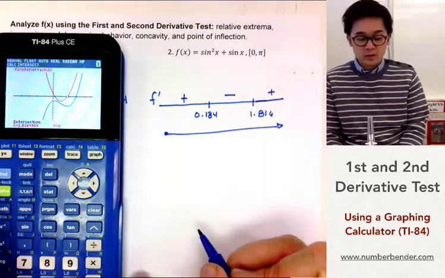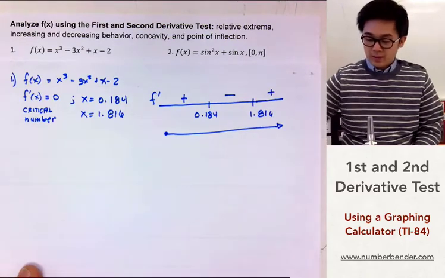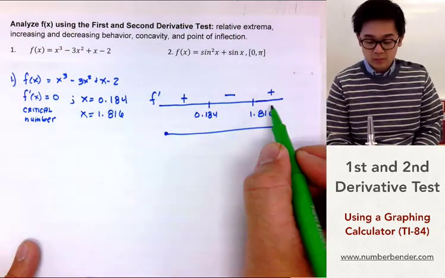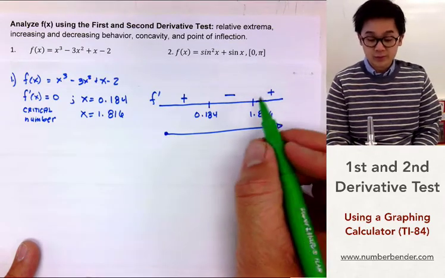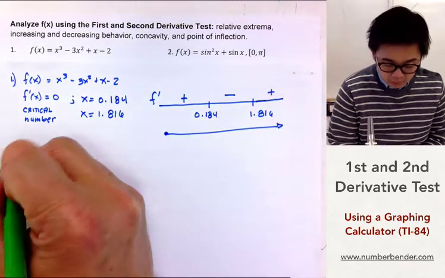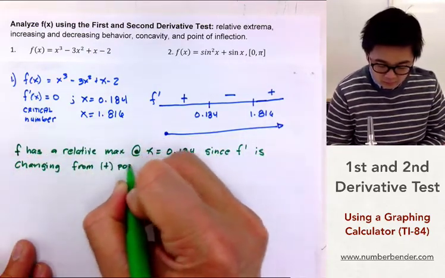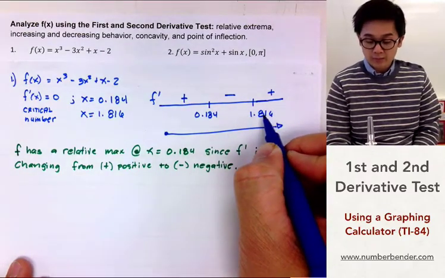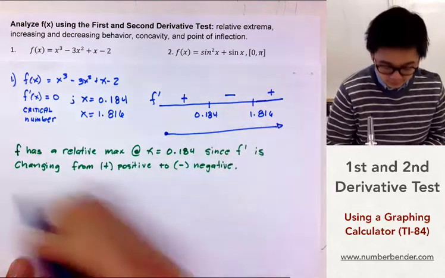So this is the behavior of our derivative function, which we are going to be using in analyzing our relative minimum, relative maximum, and when the graph of f is increasing or decreasing. So let's start with relative maximum. And for the second critical number, we have a relative minimum because the derivative function is changing from negative going to positive.